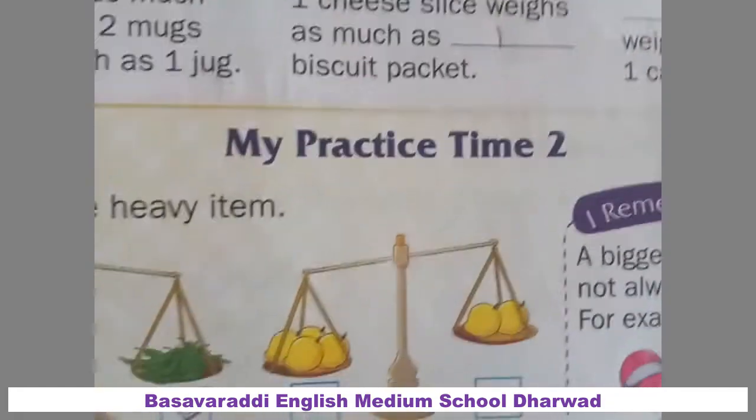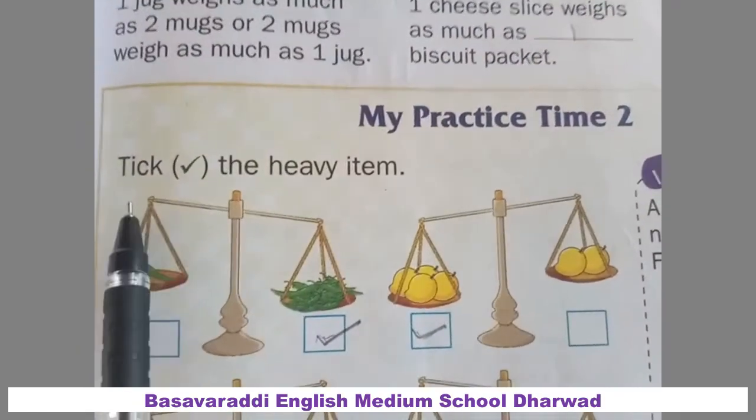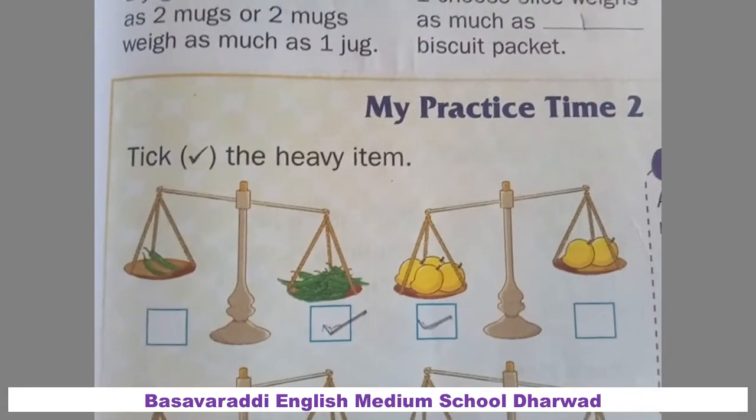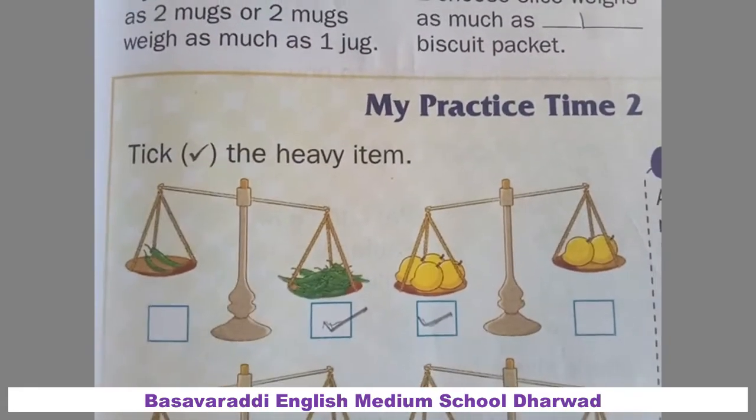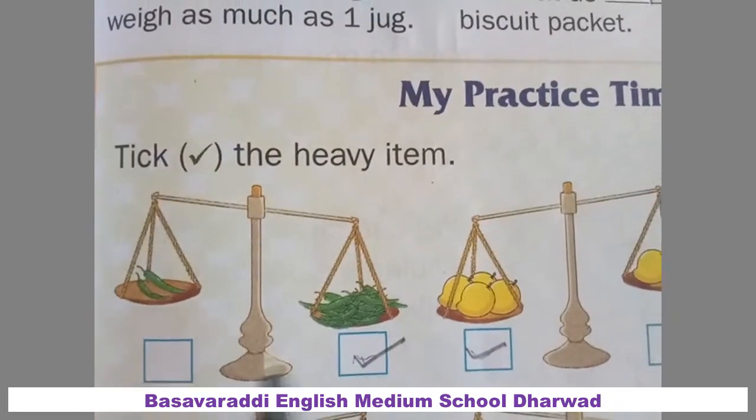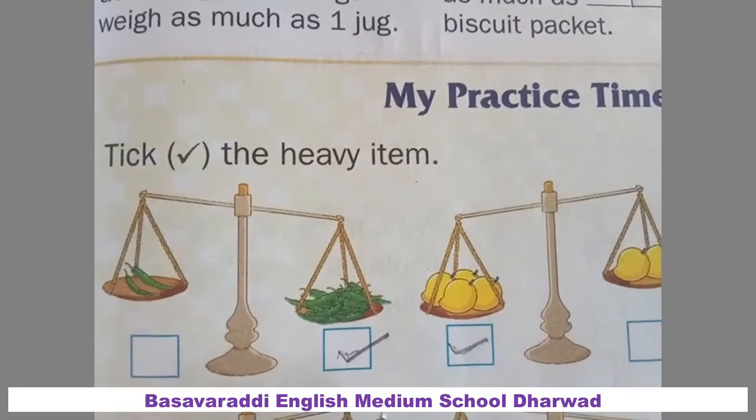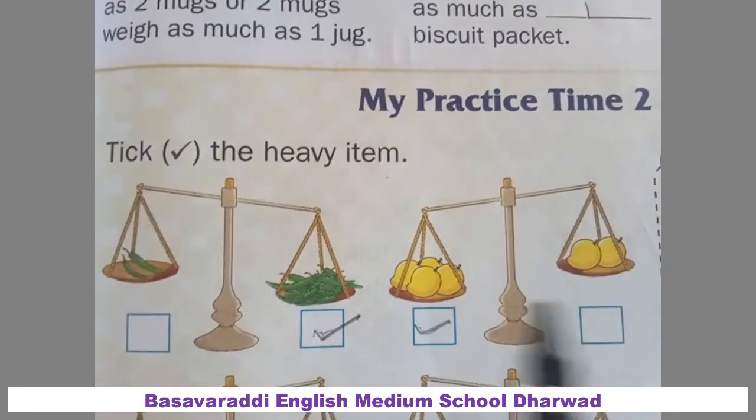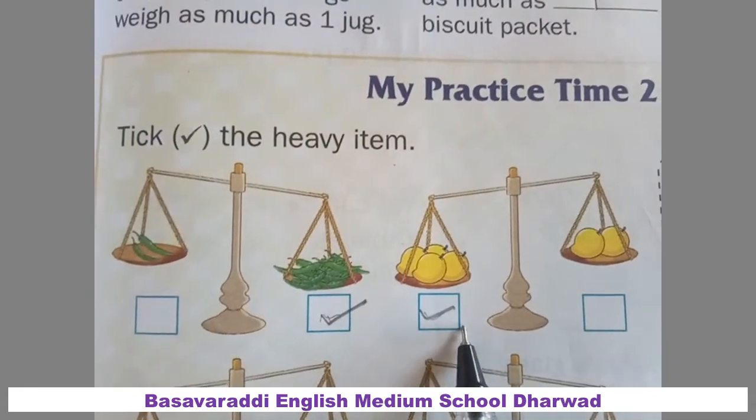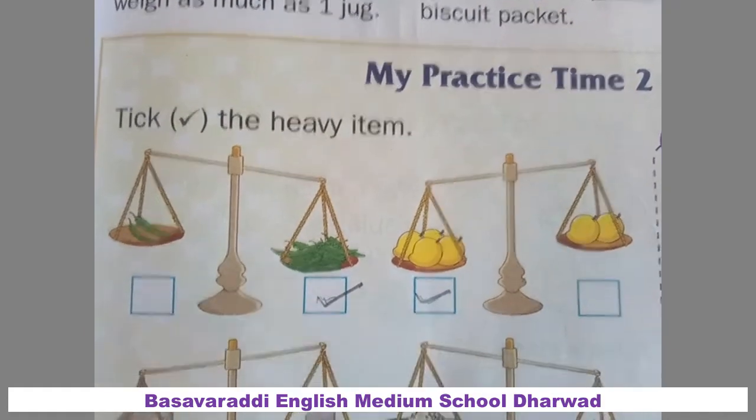Let us move on to practice time 2. See here, tick the heavy items. You have to tick. On the weighing machine, the scale that comes down is heavier. Here 2 chilies are here, and here is so much chili. The weighing scale comes down here, so we have to tick this one. And mangoes are here, 2 mangoes on the upside and 4 mangoes on the downside. 4 mangoes come down, which means heavy, so tick this one.